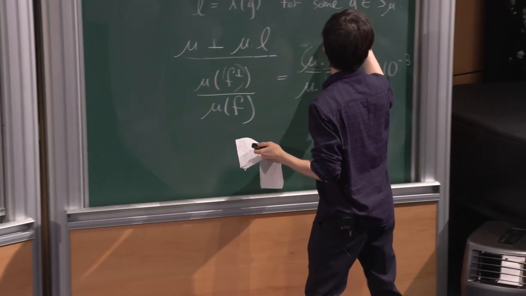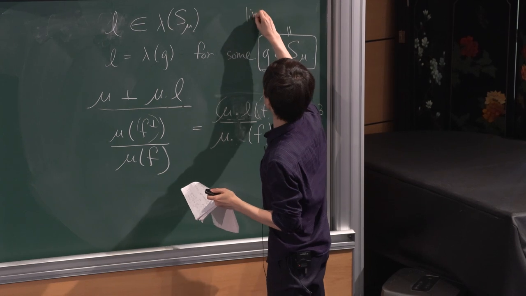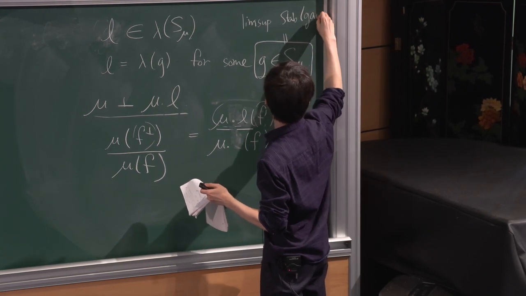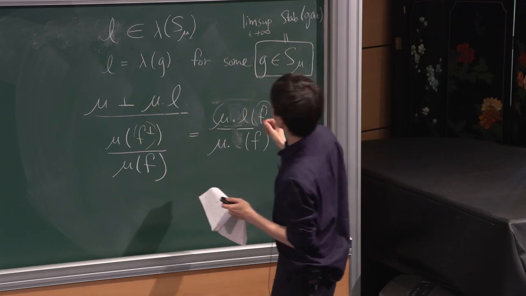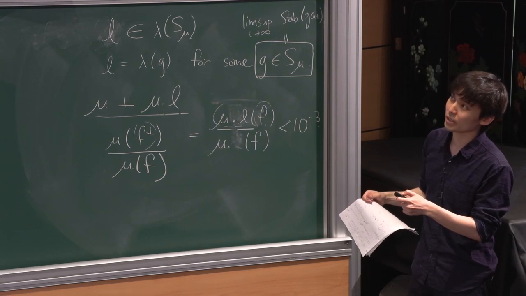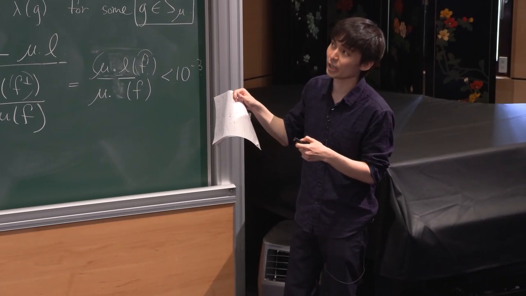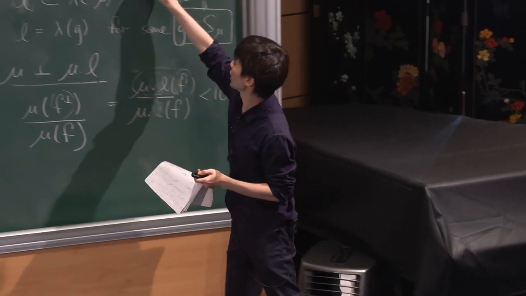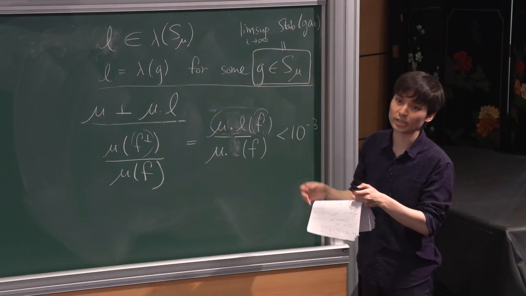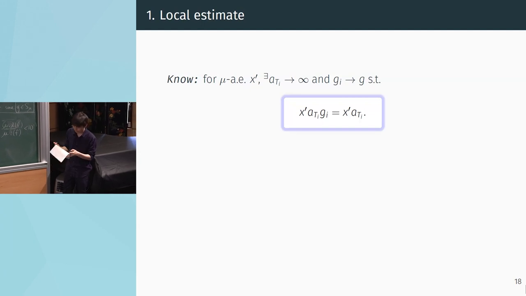Okay, so what does it mean that G is in S mu? Remember that S mu was the lim sup of the stabilizer of G A T, where T goes to infinity. So it means that for mu almost every point, you can find a sequence A_{T_i} going to infinity in a prescribed direction with element g_i that stabilizes this point, where g_i converges to Z. This is what you have from this second line, L is lambda of G for some G in S mu. That just translates into this property. Now you have this, and then you look at what you can obtain.